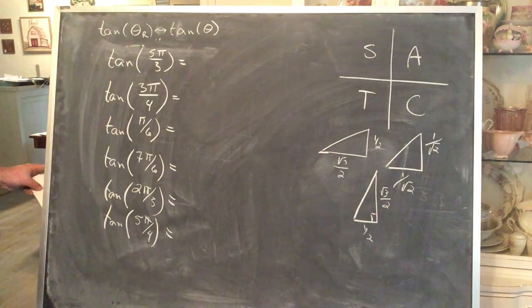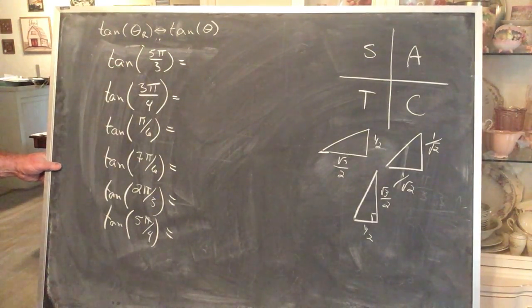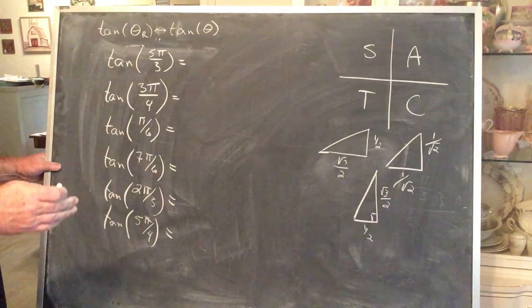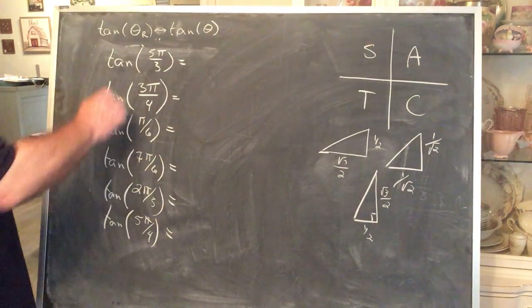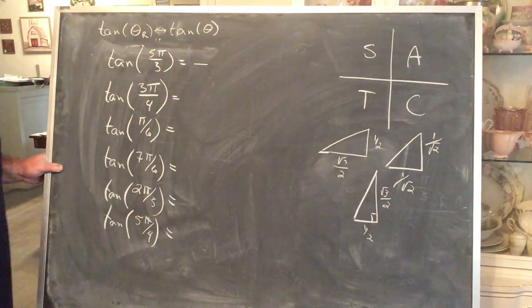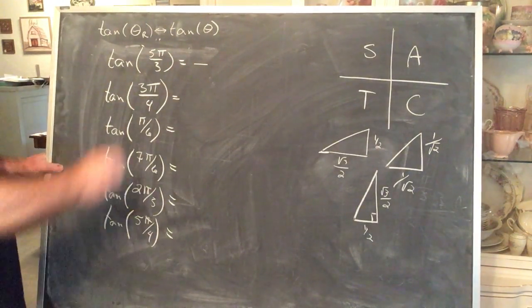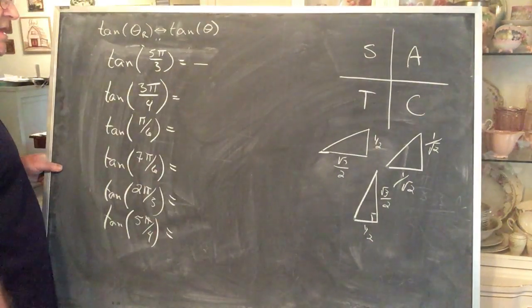So, tangent of 5 pi over 3, that's the pi over 3 family. So that would be pi over 3, 2 pi over 3, 4 pi over 3, 5 pi over 3. The result of that is we know we're in quadrant 4. In quadrant 4, we know tangent is negative.